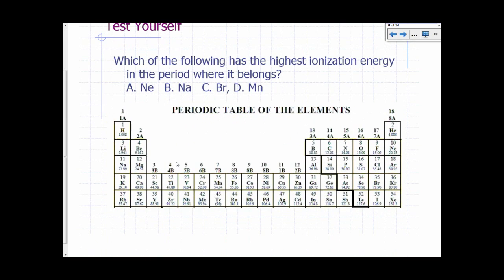Okay, let's look at this one. Which of the following has the highest ionization energy in the period where it belongs? Remember, a period is a horizontal row. Is it neon, sodium, bromine, or manganese? Okay, what did we say the trend was in ionization energy?